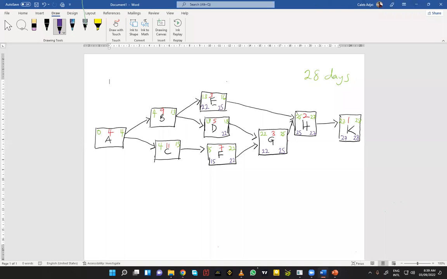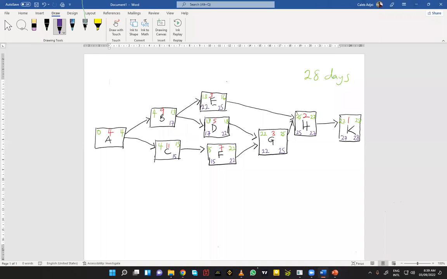22 minus 5 should give us 17. So now this will be 15 here. And when we are doing a backwards pass, we choose the lowest. So between E and D for activity B, we'll choose the lowest, which is 17. So 17 here.